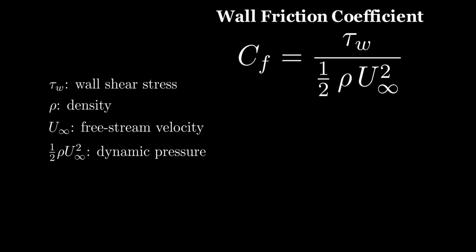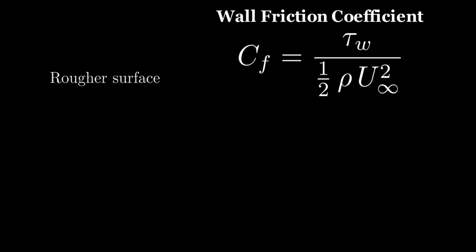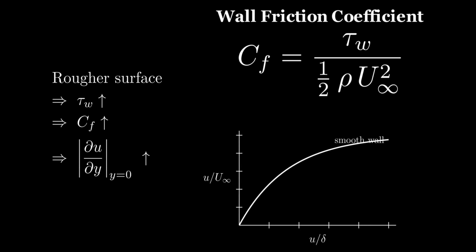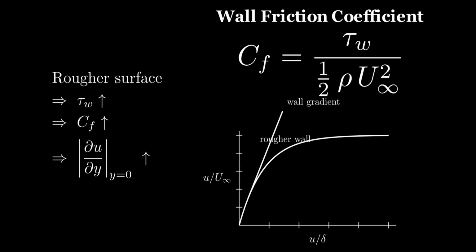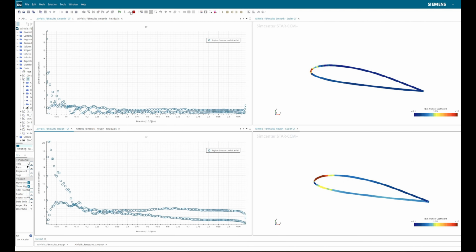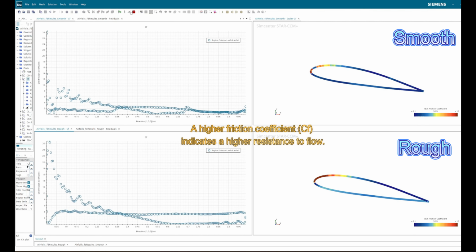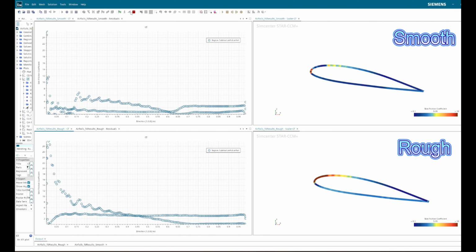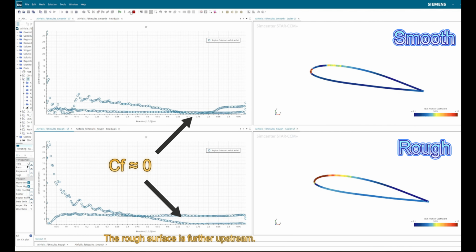Let's start with the skin friction coefficient, CF. When the surface becomes rougher, the most direct effect is seen in the relationship between wall shear stress and dynamic pressure, that is, CF. A rougher surface increases wall resistance, making it appear as though the airflow sticks more tightly to the surface. We can see that under a rougher surface, the overall value of CF increases, indicating a higher wall resistance. At the same time, the point where CF equals 0, which represents the onset of flow separation, appears further forward and occurs earlier on the rough surface.